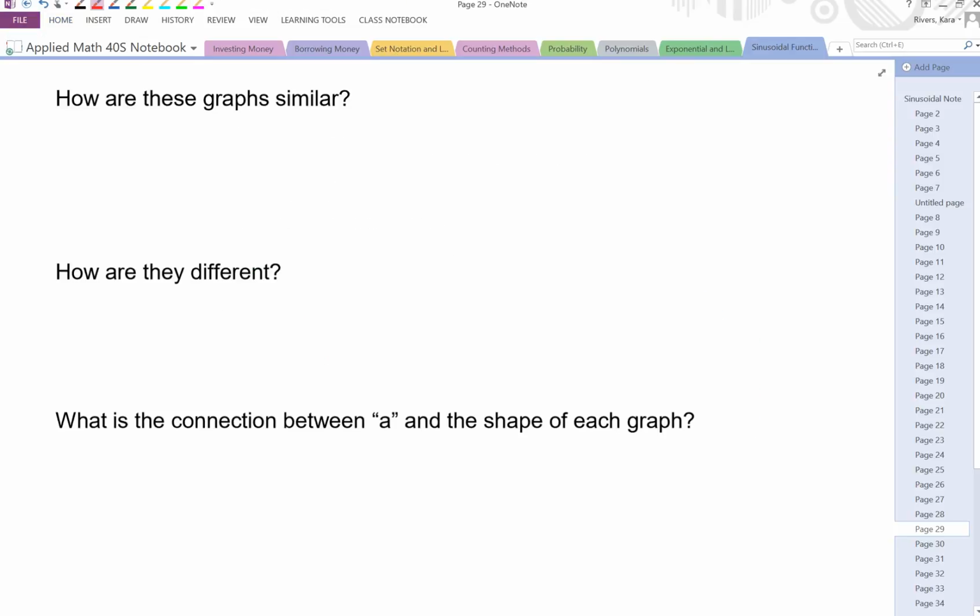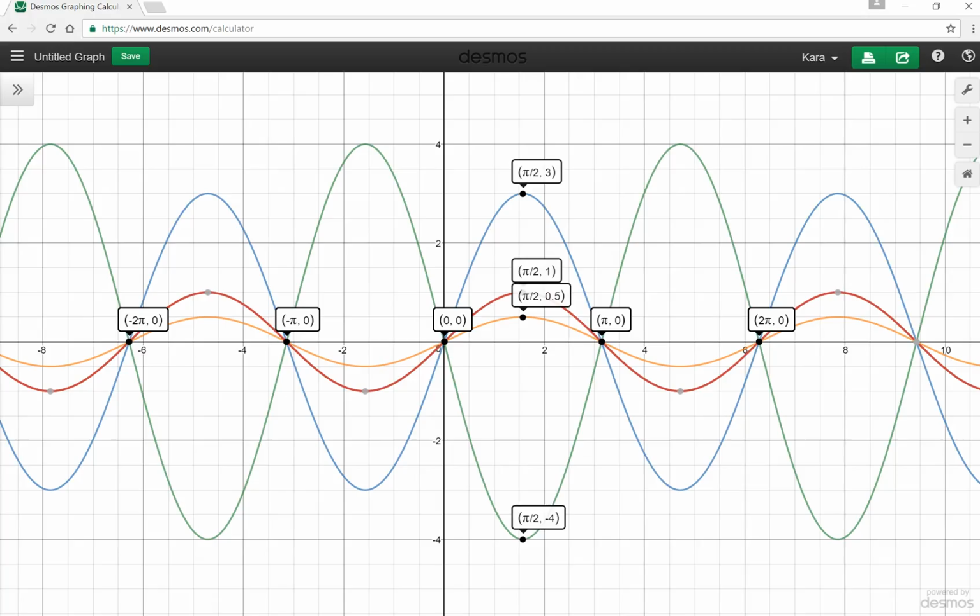It says, how are these graphs similar? Well, they're similar because, as we just looked at, they all have the same x-intercepts, and they also have the same y-intercept. If I go back to the graph here, you can see the x-intercepts we looked at already, and the y-intercept is actually at (0, 0) as well. So that hasn't changed. Now, our domain is the same, negative infinity to infinity. Our median line is the x-axis, so our median line is at y equals 0. And then our period, we're still going from negative 2 pi to 2 pi.